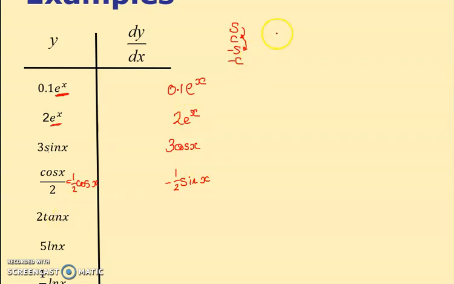2 tan x. Now if you remember, tan went to sec squared. So this becomes 2 sec squared x. Log, you'll remember log goes to 1 over x. So this is 5 log x, so this is 5 over x. And the one you can't quite see here says a quarter of log x. Now log goes to 1 over x. So this must be a quarter of 1 over x, which equals 1 over 4x.